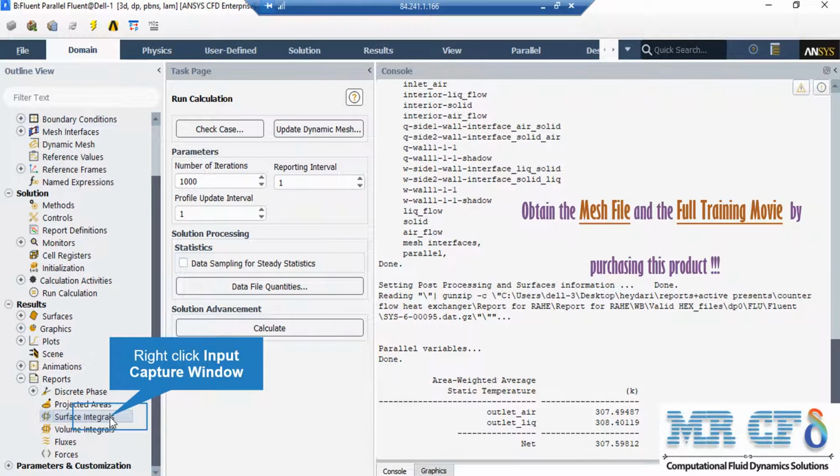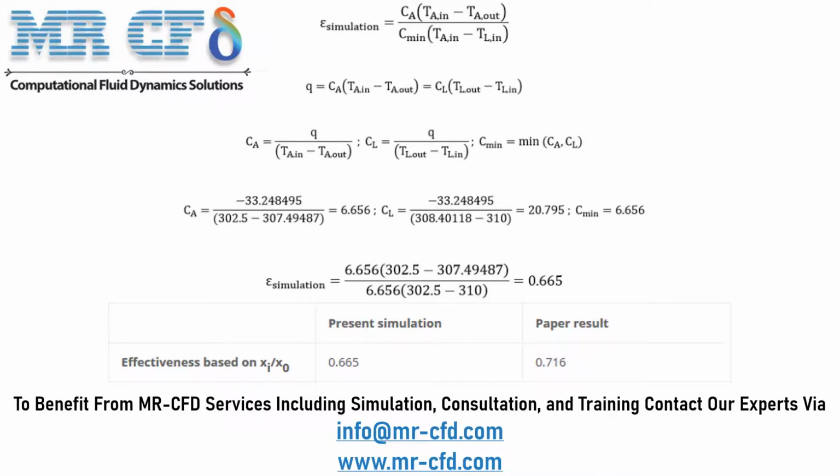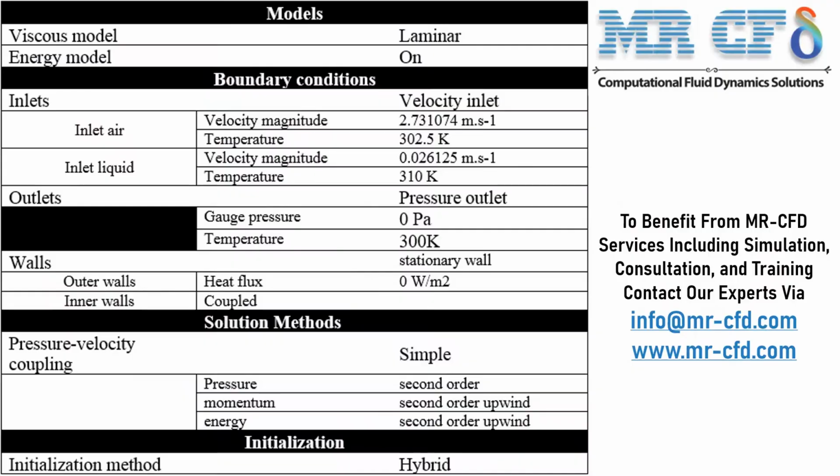To do that, just like the previous slide, we right-click on the Surface Integrals and then select Edit. To calculate the values for total heat transfer rate and outlet temperatures of airflow and liquid flow, we implement those values in the existing formula as you can see here, and then calculate the effectiveness of the heat exchanger. Finally, the summary of different settings and setup that we have used in our project is presented to you in the slide.